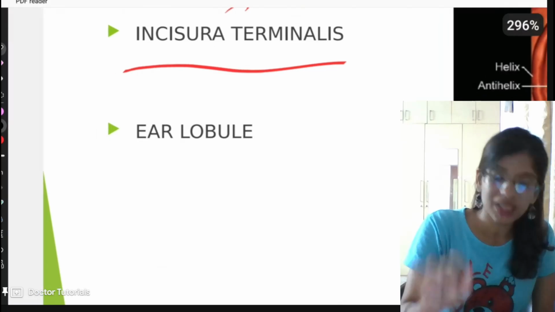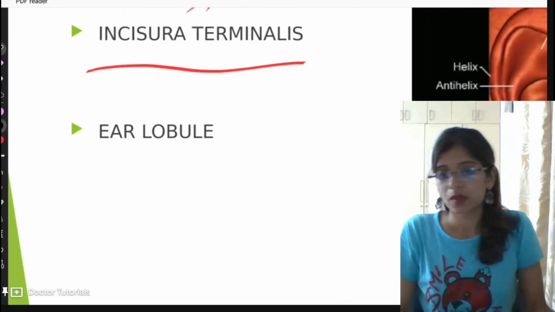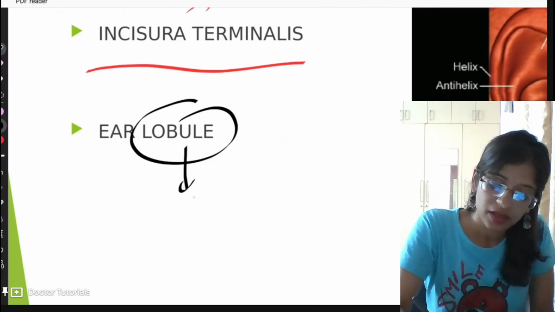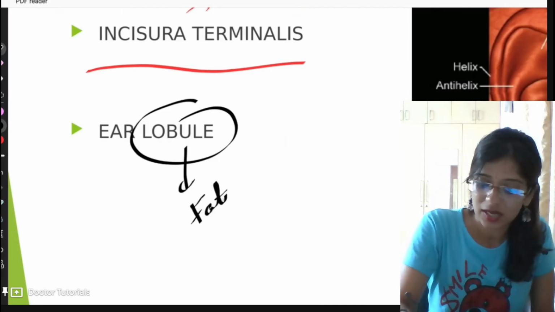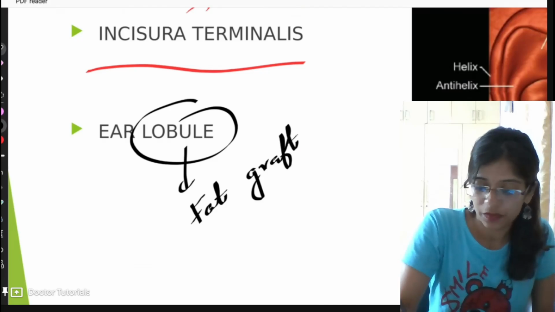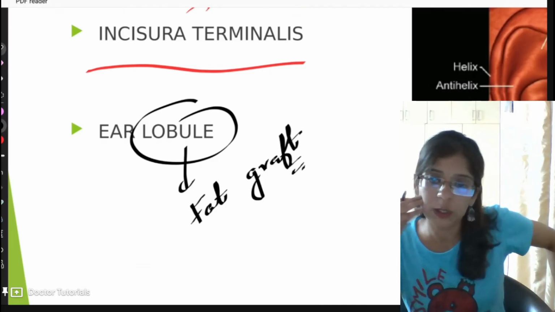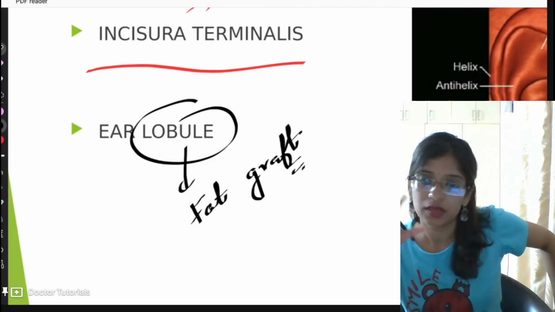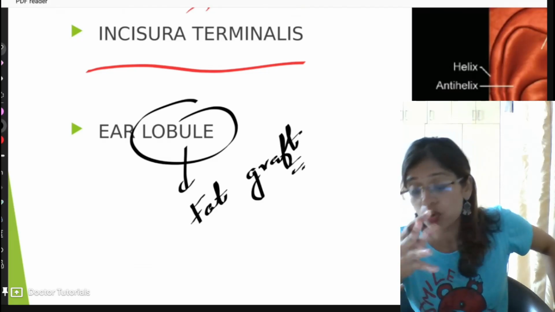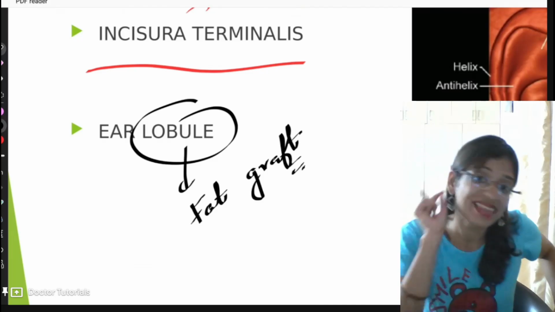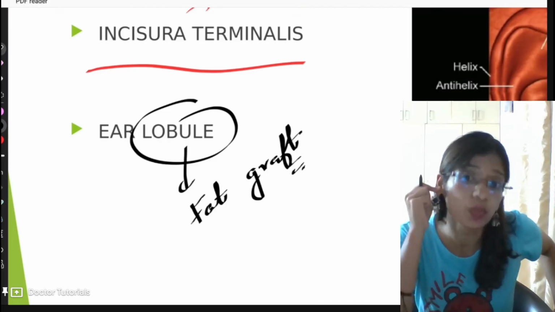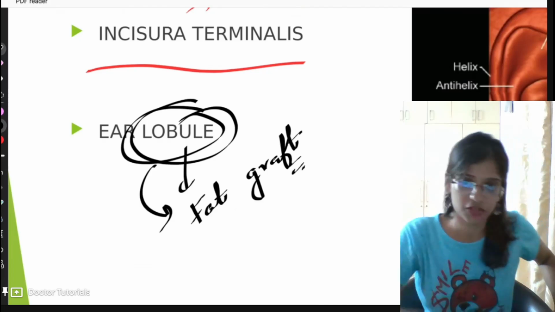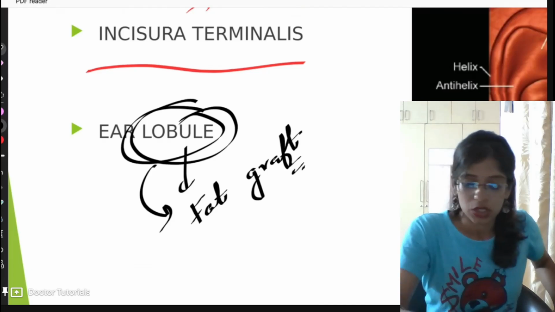Another point about the ear lobule is, from this part of the lobule we can take fat and use it as a graft. We have certain surgeries in the ear, and some defects may need to be closed using fat. So where do they take that fat from? From the lobule. So the ear lobule can be used for taking a fat graft. Understood? Fine. So I think that's all.